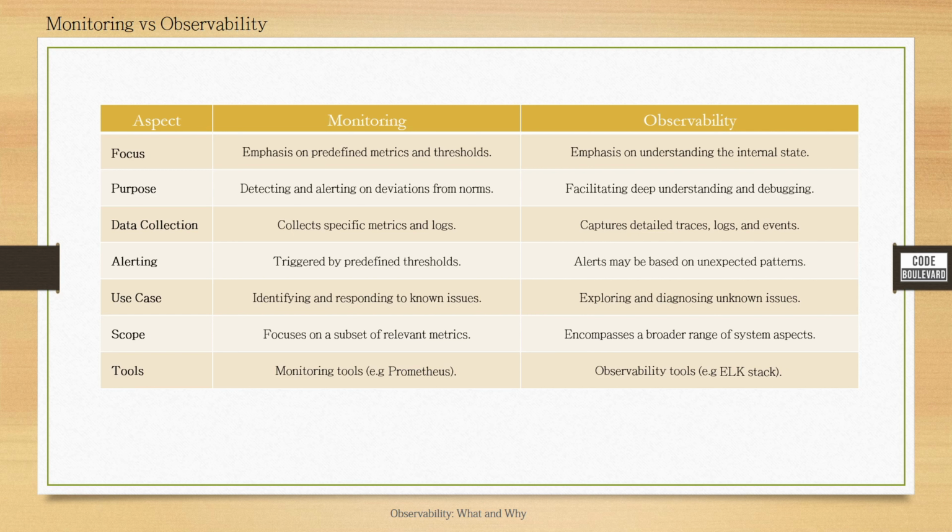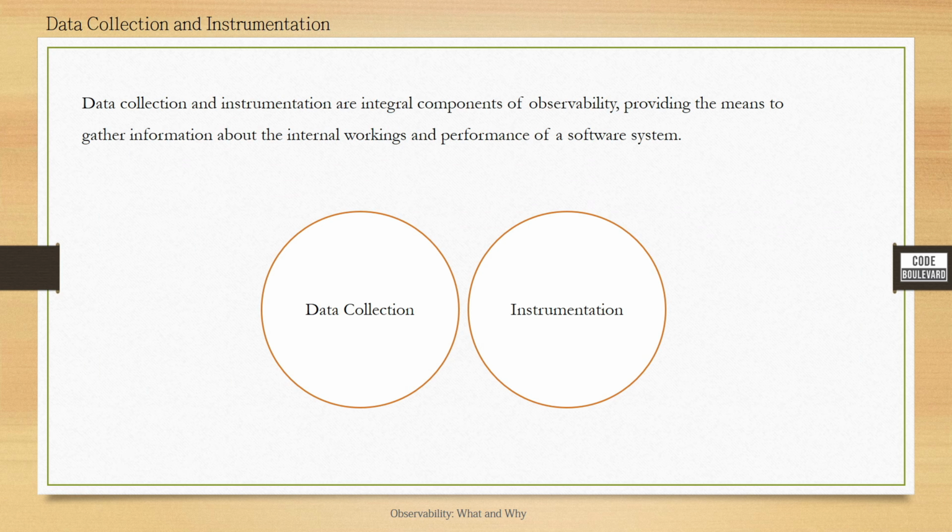We will dig a bit more into the tools and how we can benchmark them and find a proper solution for our scenarios. In observability, we have the data collection and instrumentation concepts. These two are integral components of observability and provide means to gather information about the internal working and performance of a software system. With data collection, we can collect different types of metrics from different parts of the system, and with instrumentation, we can produce specific metrics based on our requirements in order to monitor the performance of the application.